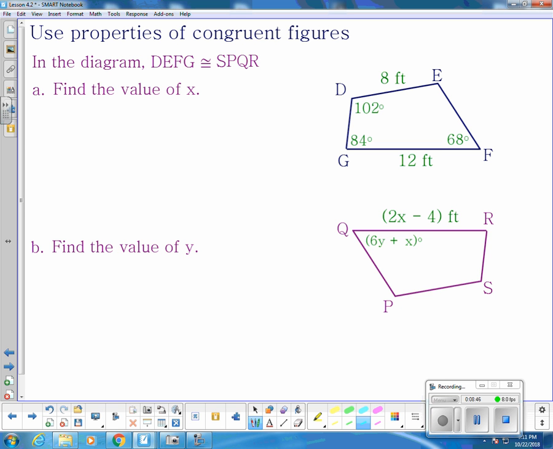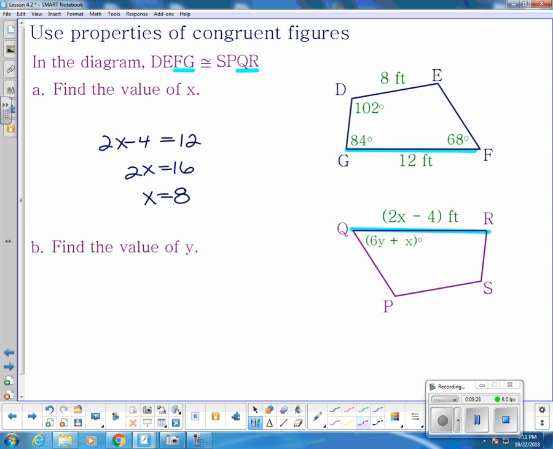Let's start with this. This angle has 6y plus x. So we have an x and a y mixed. We aren't going to be able to use that right now. But the side QR is 2x minus 4. What other side from the other figure is equal in length? GF. So we're just looking here. QR is congruent to FG, or GF. Okay? So we can set those two measurements equal. So 2x minus 4 equals 12. So 2x is going to equal 16, and x is going to equal 8.